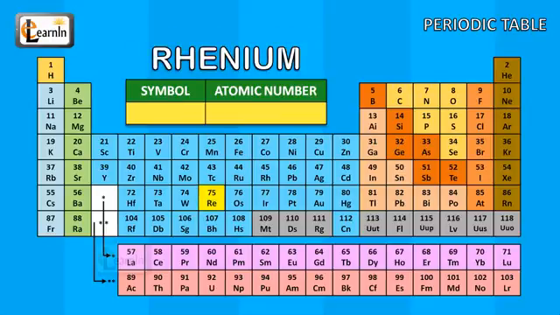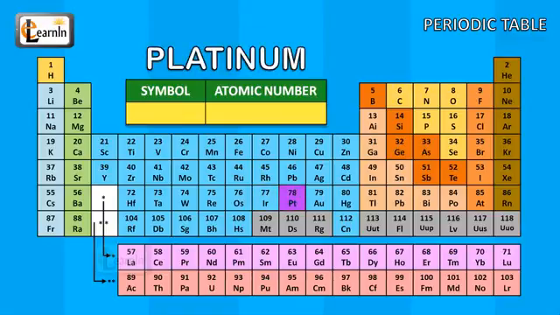The element rhenium is represented as Re and has an atomic number of 75. The element osmium is represented as Os and has an atomic number of 76. The element iridium is represented as Ir and has an atomic number of 77.